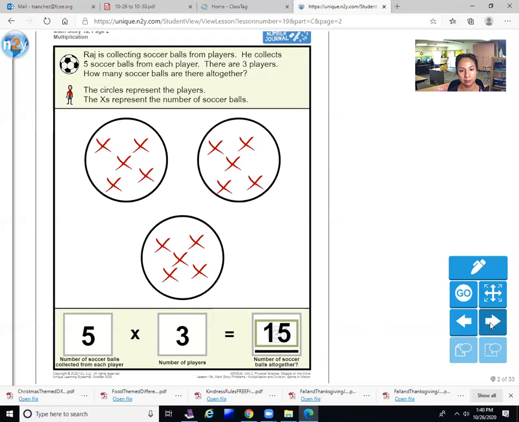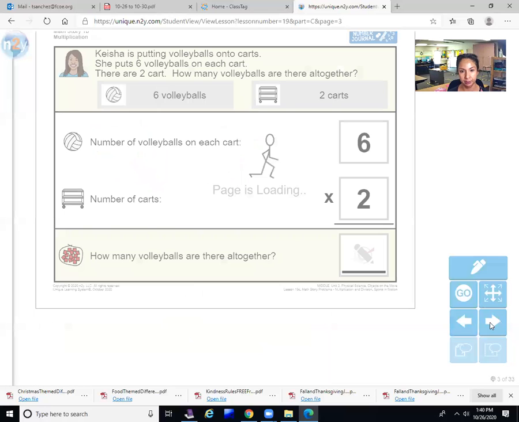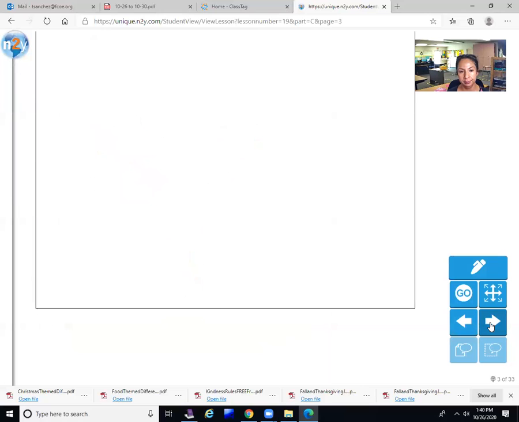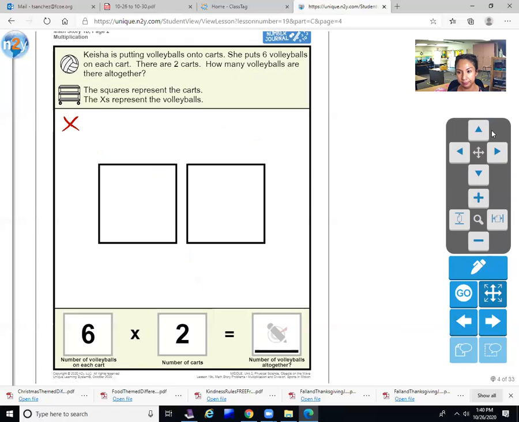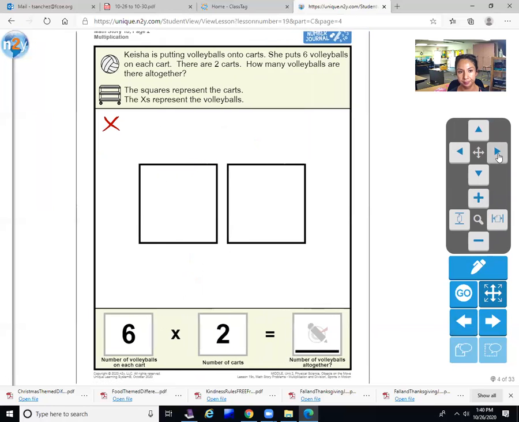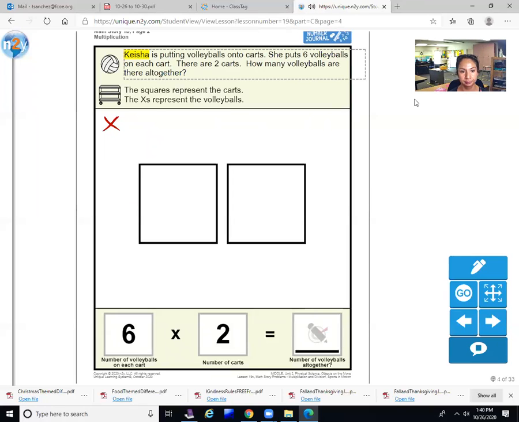Let's go to, we'll do one more problem together. Okay, this problem, now I'm gonna move this over a little bit. Okay, let's read the story. Keisha is putting volleyballs onto carts. She puts 6 volleyballs on each cart. There are 2 carts. How many volleyballs are there altogether?